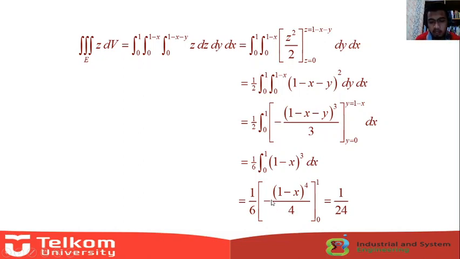Then we got this minus, because the derivative of minus x is minus 1. So we have 1 minus x to the power 4 over 4, from 0 until 1. When we input 1, we get 0 to the power 4 over 4, so the result is 0. Minus minus, so positive, 1 minus 0 to the power 4 over 4, then the result is 1 over 4. 1 over 4 times 1 over 6, then the result is 1 over 24.